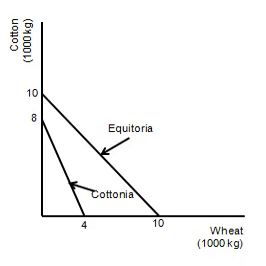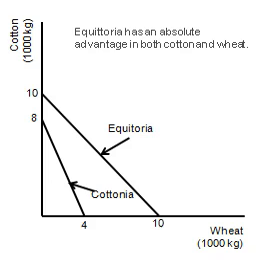Now we see here that one of these countries, Equatoria, has an absolute advantage in both cotton and wheat, because if Equatoria directs all of its land, labor, and capital into the production of cotton, it can produce more cotton. It can produce 10,000 kilograms, and that is more than the 8,000 kilograms that Cattonia can produce. Now, if both these countries directed all of their land, labor, and capital into the production of wheat, Equatoria again can produce more wheat than Cattonia can.